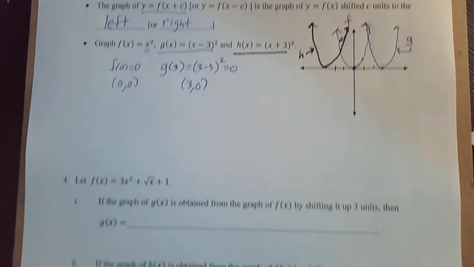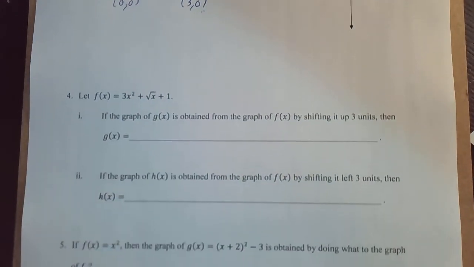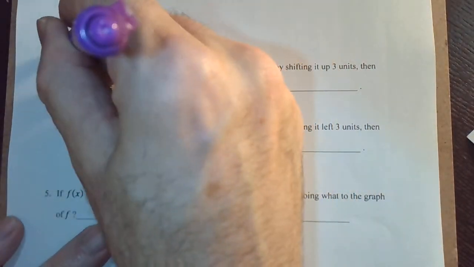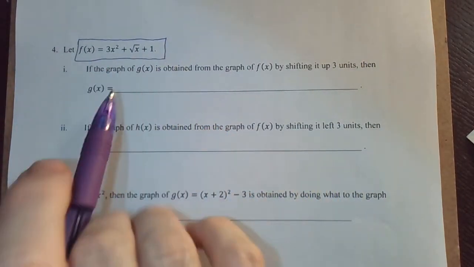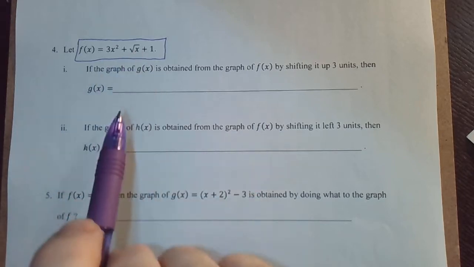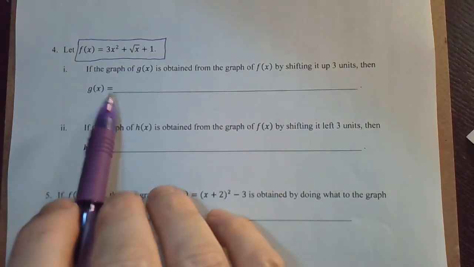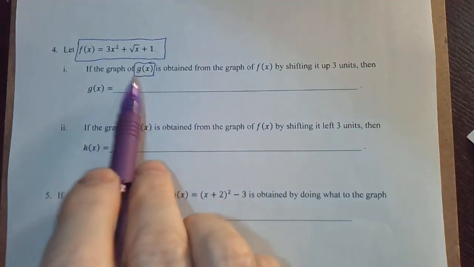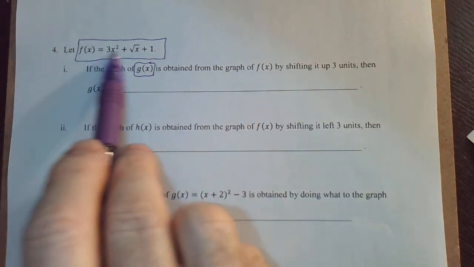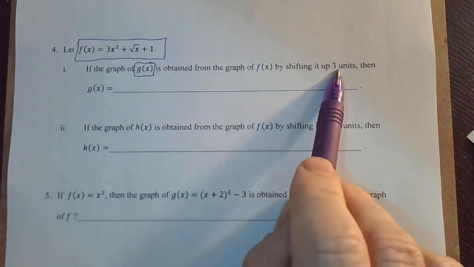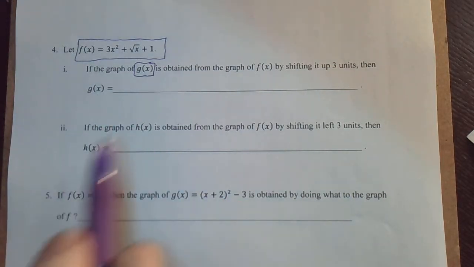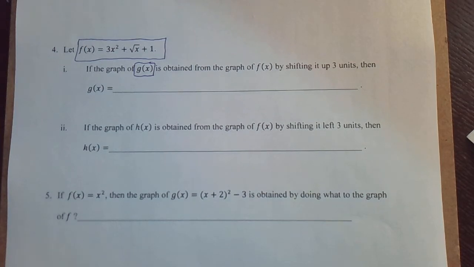Okay, let's review a little bit about what we've done so far. All right, here's a given function. We are not going to graph this function. This is kind of a weird one. It's got a square, x squared, it's got a radical x in it and a constant. If the graph of g of x, a new function, is obtained from this by shifting it up 3 units, then what is the function g of x? I want this shifted up 3 units.